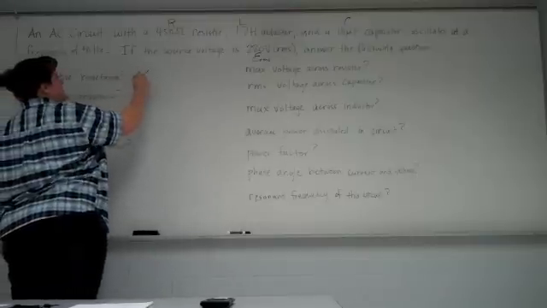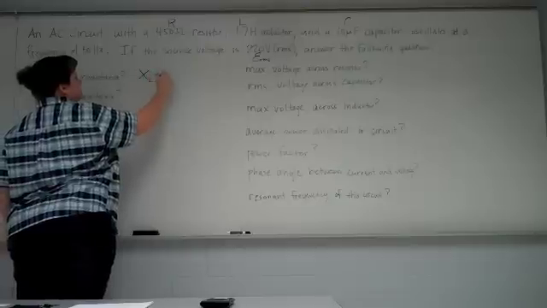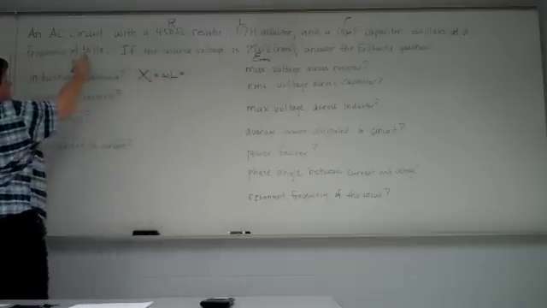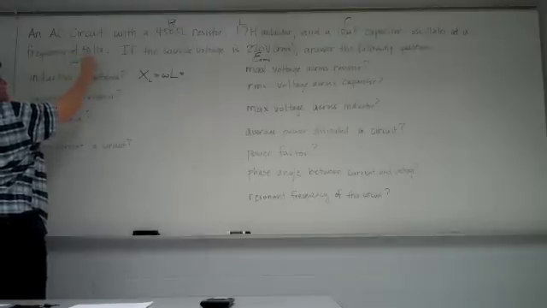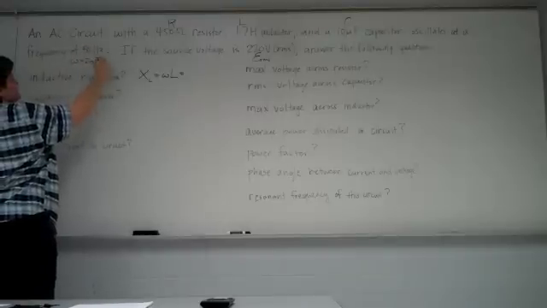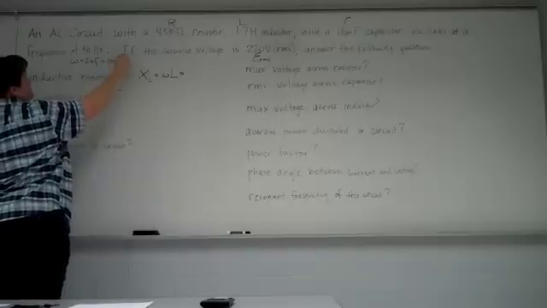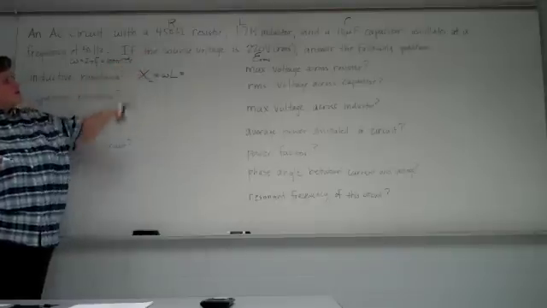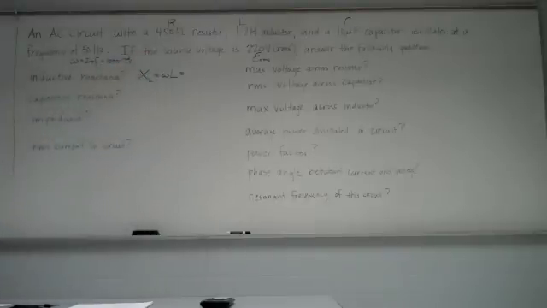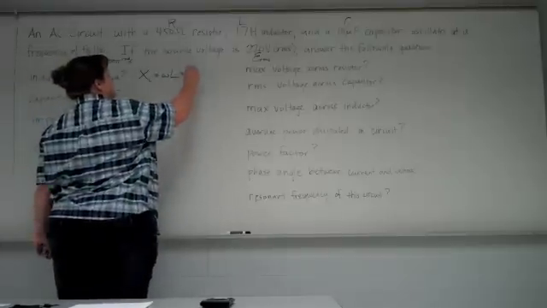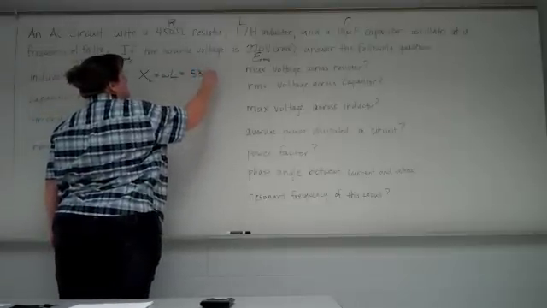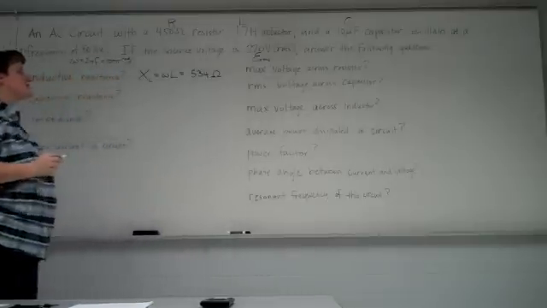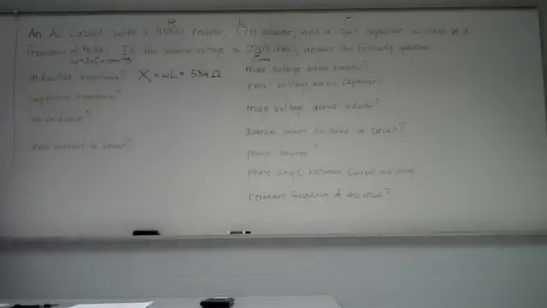Inductive reactance is X of L, and it's equal to omega L. Omega is 2 pi F. F is 50 hertz, so it's 100 pi radians per second. So 100 pi radians per second times the 1.7 henries is 534. The units of inductive reactance is ohms. We're okay so far.